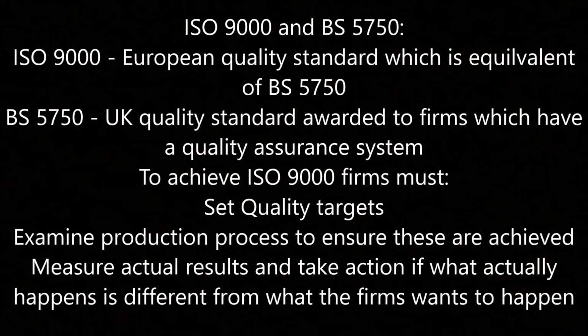ISO 9000 is a European quality standard, which is the equivalent of BS 5750, a UK quality standard awarded to firms which have a quality assurance system. To achieve ISO 9000, firms must set quality targets, examine the production process to ensure these targets are achieved, and measure the actual results and take action if what actually happens is different from what the firm wants to happen.